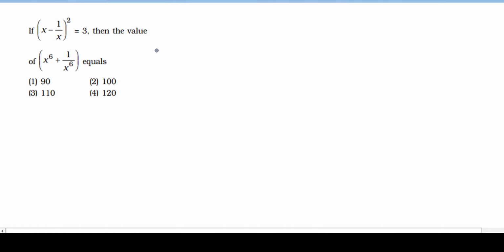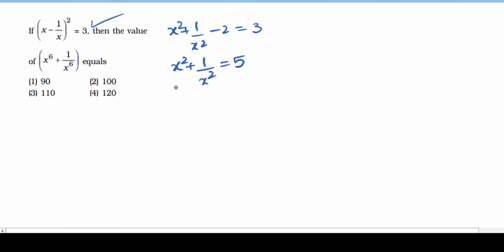This was asked in 2016 CGL, I guess. What is the value of x power 6 plus 1 by x power 6? So first thing, we will find whatever we can get from the equation they have given. Then it becomes x square plus 1 by x square minus 2, right? X into 1 by x gets cancelled. So that becomes 3. Then we have x square plus 1 by x square as 5.